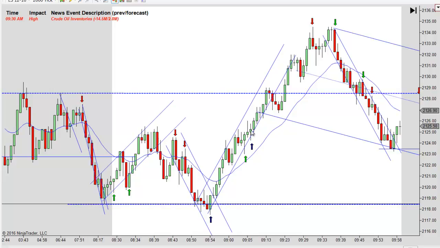Notice how it pulls back, tests that trend line again. That's your breakout pullback long. You still got room to get out. Take that one.